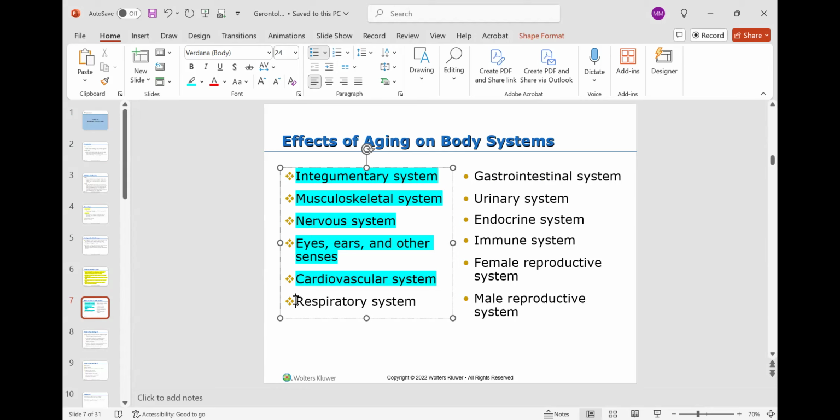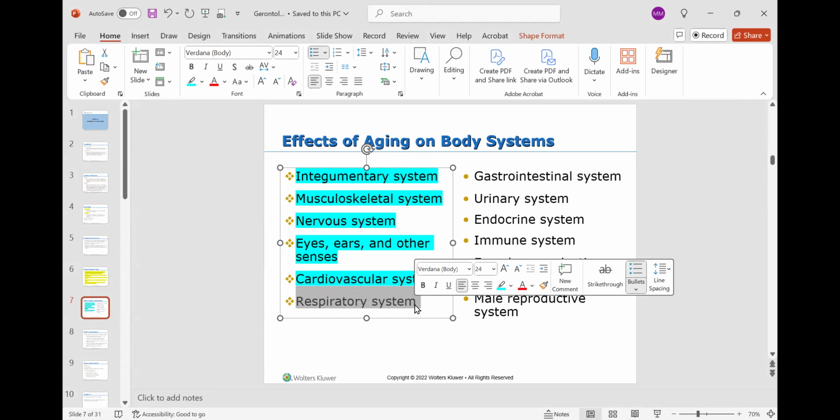Your respiratory system, same thing. In your lungs, you have alveoli. Alveoli are the little tiny, they look like little clusters of grapes when you see them in a diagram. And they are where the exchange of gas takes place. Oxygen in, carbon dioxide out. Well, they start to wear out. So older folks, sometimes they'll do a little something and be short of breath, right? And that comes from aging.